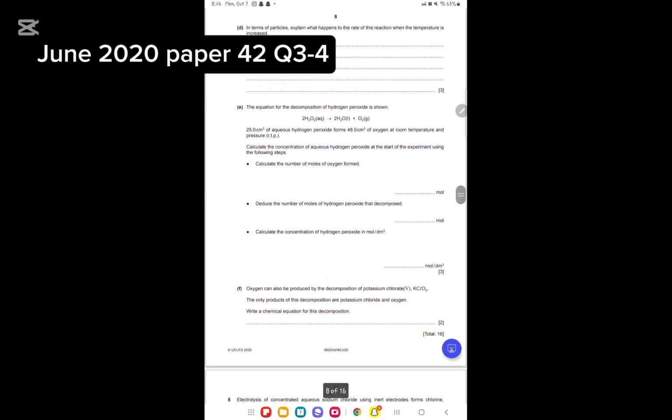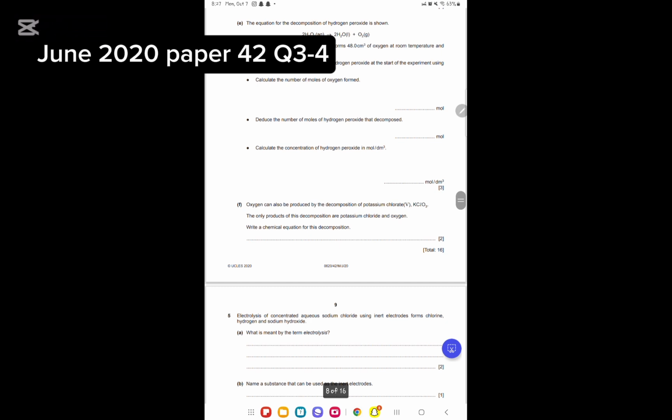Now part D. In terms of particles, explain what happens to the rate of this reaction when the temperature is increased. When the temperature is increased, our kinetic energy of particles will increase, and then consequently there will be an increase in the collisions that are effective, and then as a result the reaction rate will increase. Very simply, in 4 steps we explained, in terms of particles, what happens to the rate of this reaction.